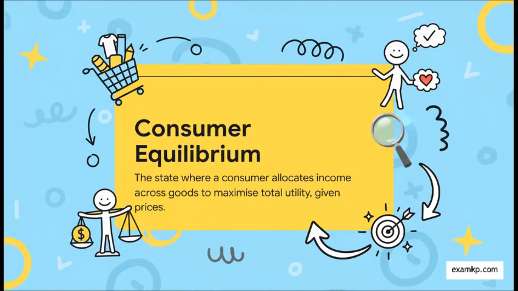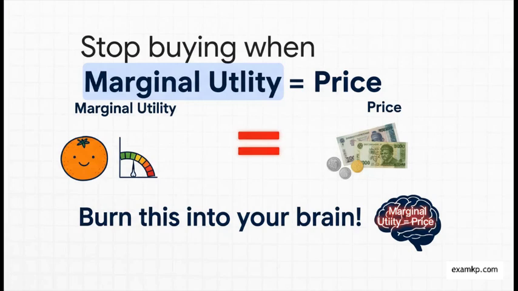And this right here is the golden rule you absolutely must remember. The whole thing boils down to this. You stop buying when the satisfaction you get from one more item, we call that marginal utility or MU, is exactly equal to its price. MU equals P. Seriously, burn that formula into your brain.